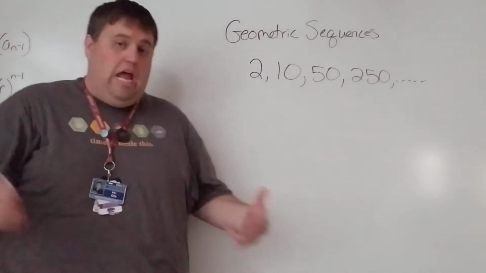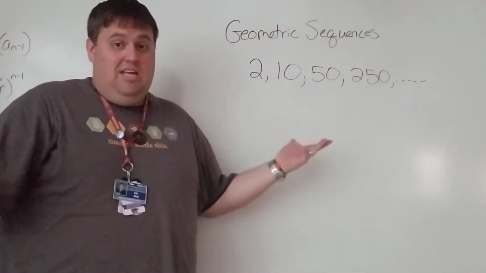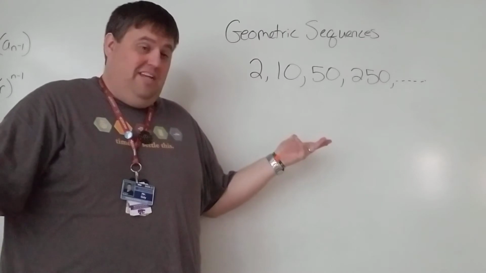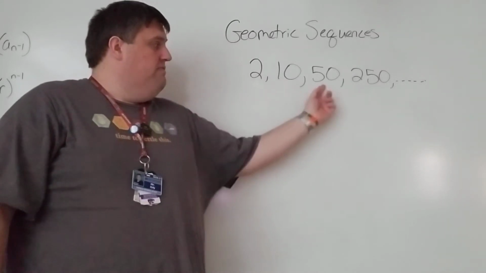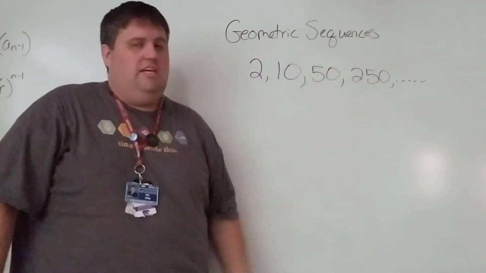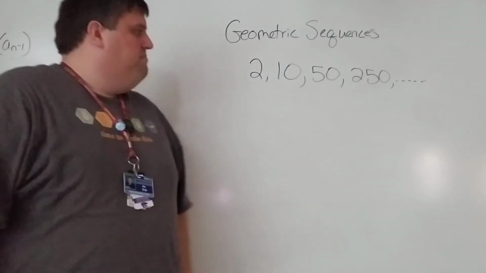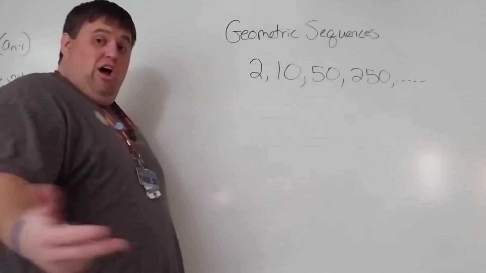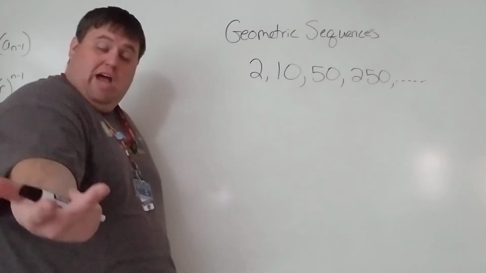So obviously, not always super easy to see this time. You probably can tell that that's 5, right? 2 times 5 is 10, 10 times 5 is 50, 50 times 5 is 250. Pretty easy to see, but not always, especially if it's like a fraction or something.